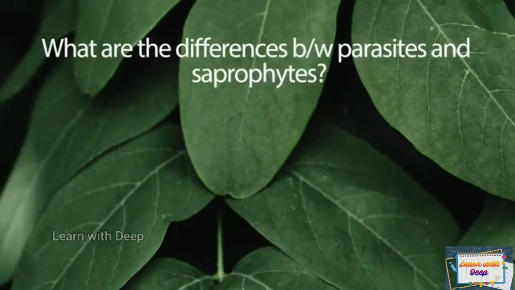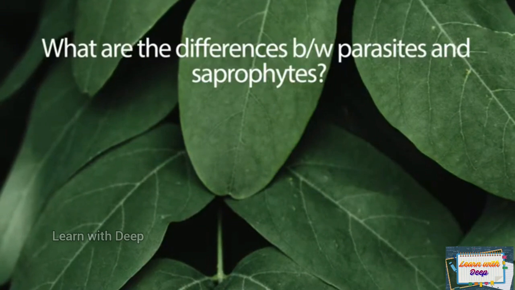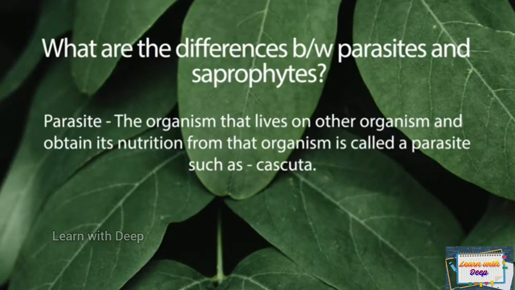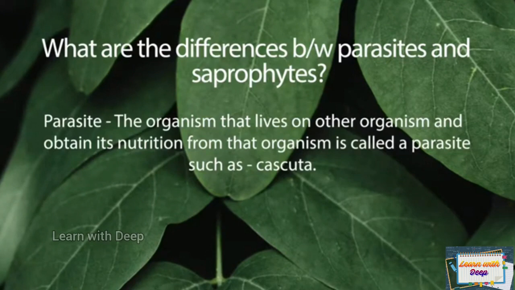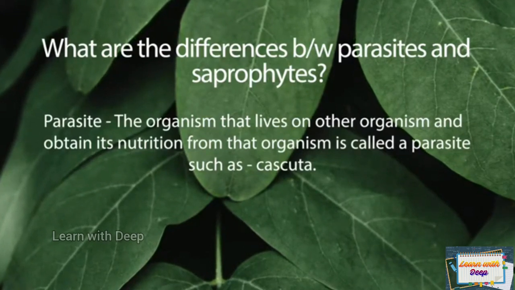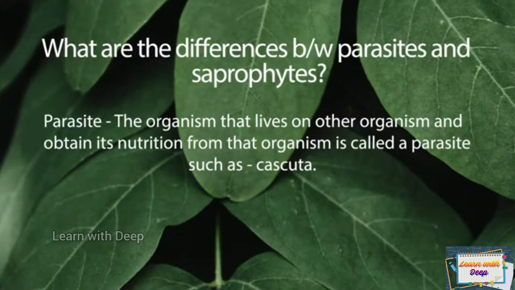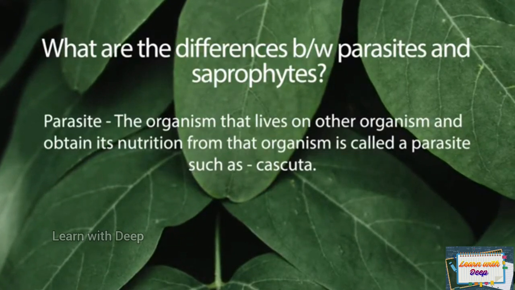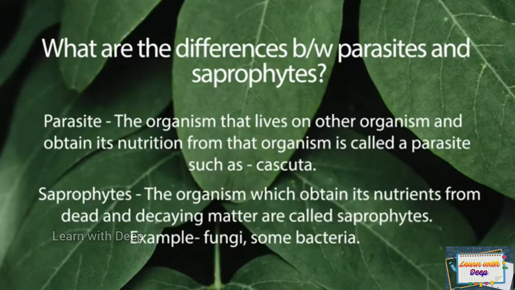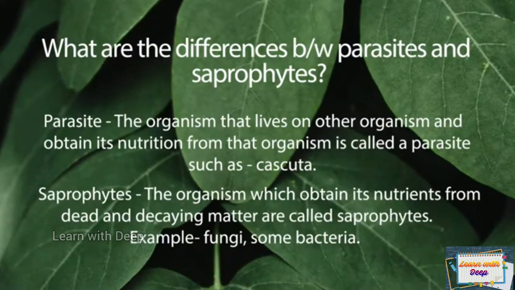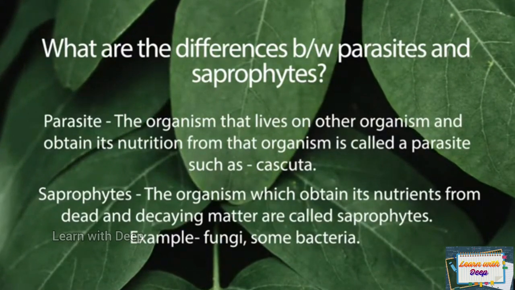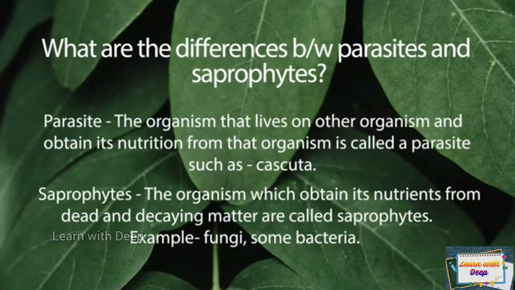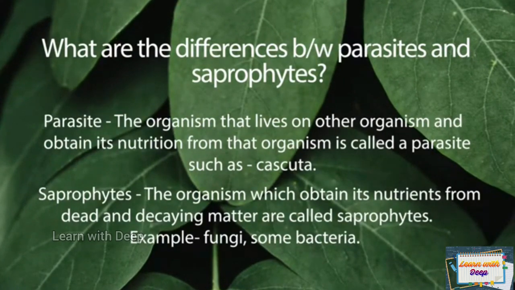What are the differences between parasites and saprophytes? Parasite, the organism that lives on other organism and obtains its nutrition from that organism is called a parasite, such as Cuscuta. Saprophyte, the organism which obtain its nutrients from dead and decaying matter are called saprophytes. Example, fungi and some bacteria.